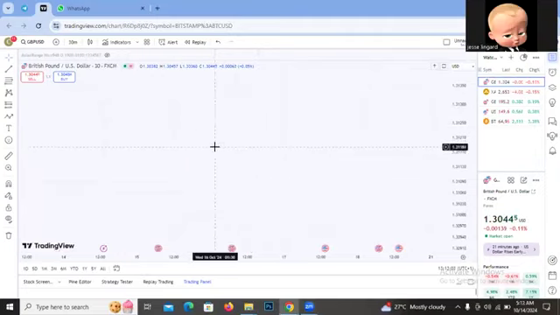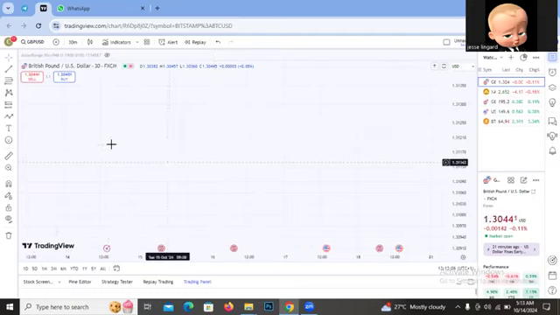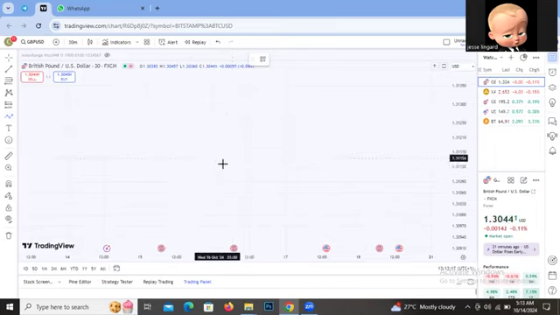I'll be explaining market structure. So market structure is the movement of the market, and we have two types of market structure, which are the external market structure and the internal market structure. So what is the external market structure? External market structures are the high highs or the high lows.